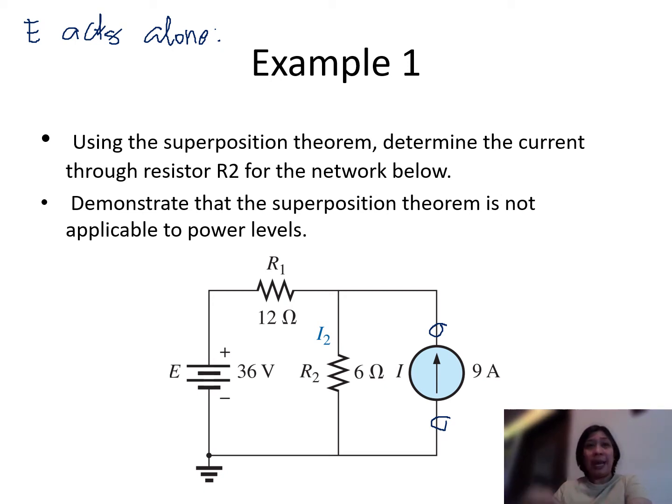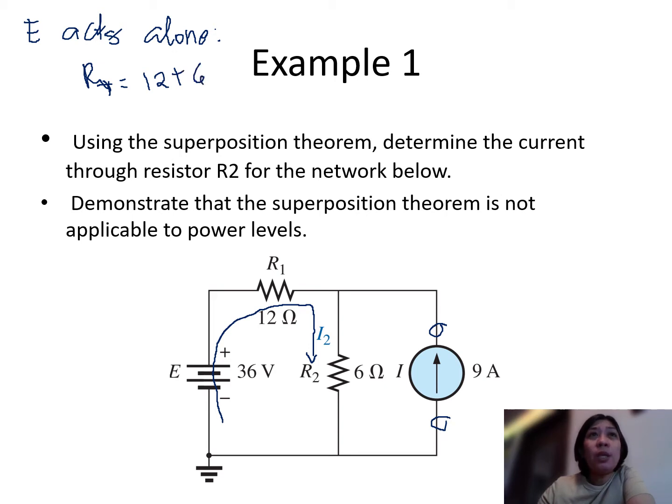In this case, class, if we follow the source here, wherein the current flows from the negative to the positive of your supply, we can see that this will be the direction of your I2. And how do we solve for I2 using this equation? Since this is just a simple series circuit, our R total is simply equal to 12 plus 6 ohms, so this will give us a total of 18 ohms.